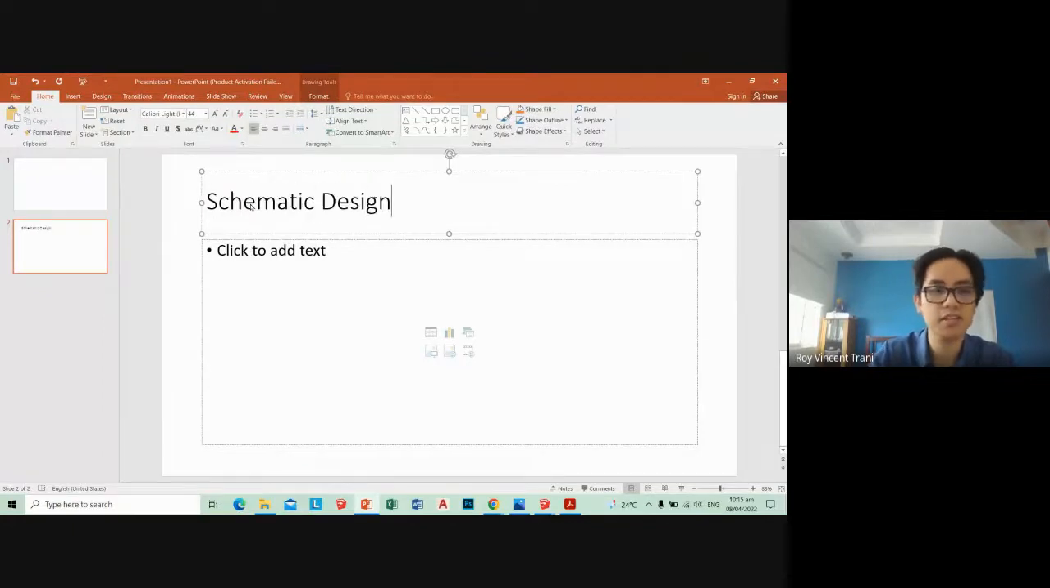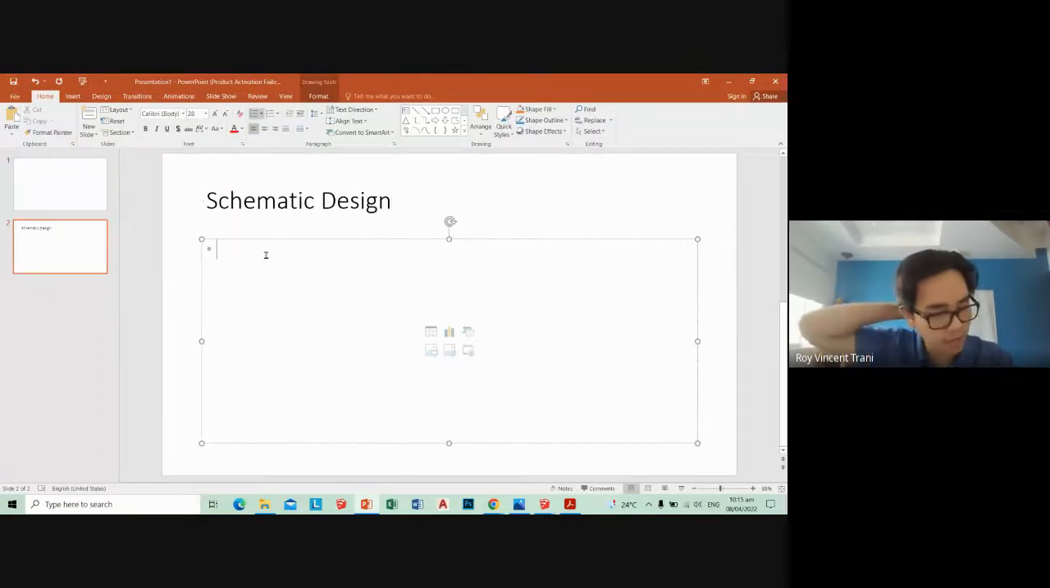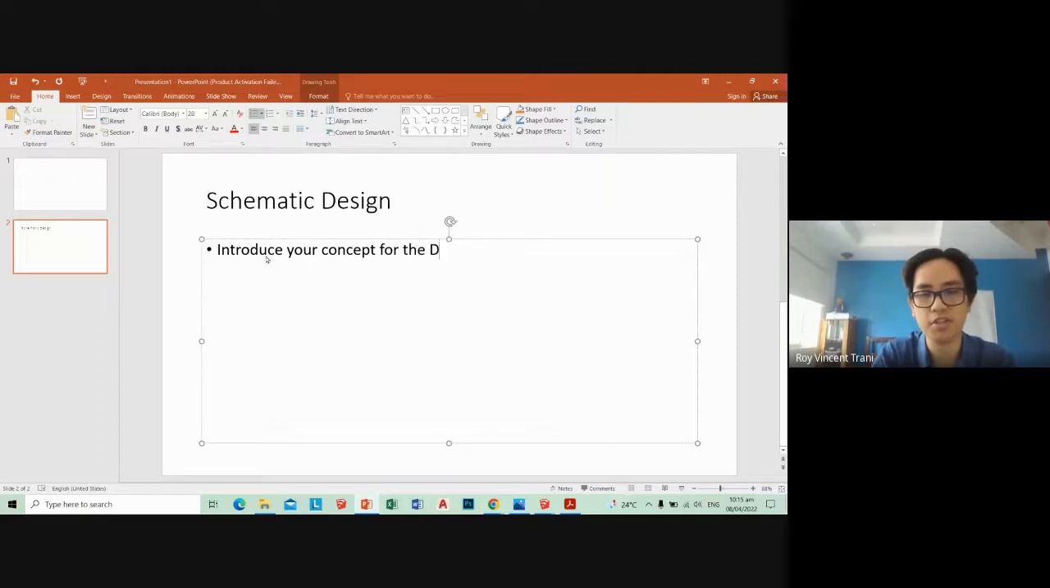Schematic design, some guidelines. I'll put this into our canvas. So introduce your concept for the design, because we had a more general research process this time around. You need to show your bubble diagrams and maybe show some massing too, because it's 2 weeks. Show massing.